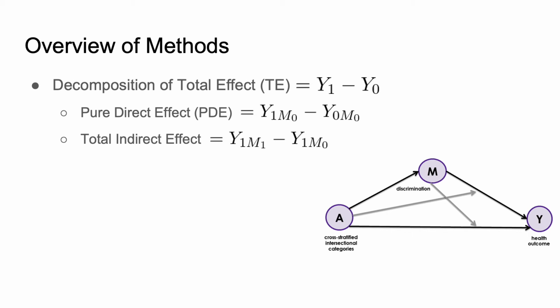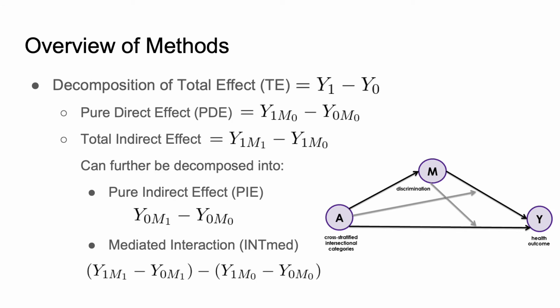The total indirect effect, then, is the part that can be attributed to discrimination. Explicitly, it is the difference for an individual in group 1 had they experienced group 1 discrimination or group 0 discrimination. Here, we're holding the group identity constant, but changing the discrimination. Now, this is all a bit abstract, so Ratchet will give concrete examples in a little bit, but we will continue with our decomposition.